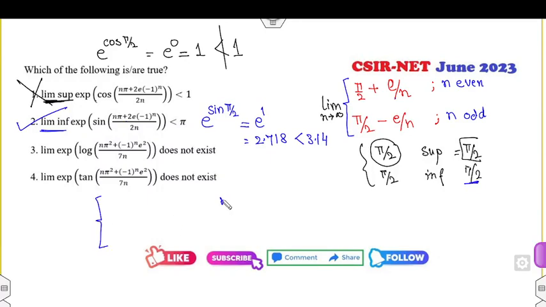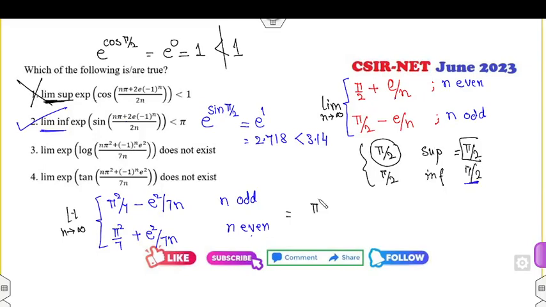Look at this case. Again, I will choose two options. One is n even, second is n odd. When n is even, if I break them, it is pi square by 7. This is a positive number. It is e square over 7n. When n is odd, this is pi square minus e square over 7n. Then take the limit as n approaches infinity. Both times I will get pi square by 7. So this is the limit of the supremum. This is the limit of the infimum.